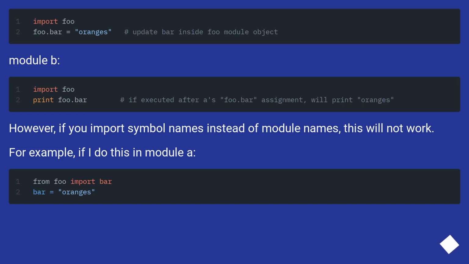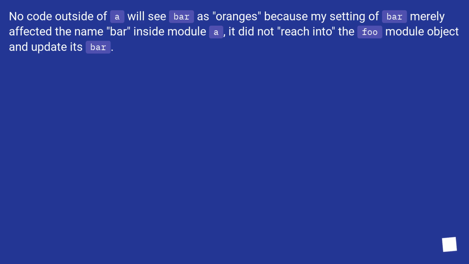However, if you import symbol names instead of module names, this will not work. For example, if I do this in module A, no code outside of A will see bar is oranges, because my setting of bar merely affected the name bar inside module A. It did not reach into the foo module object and update its bar.